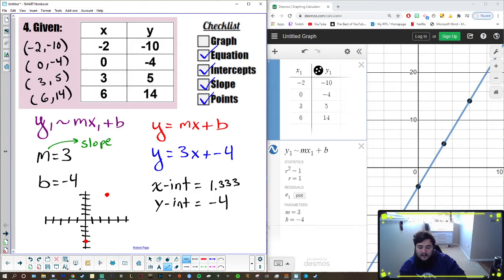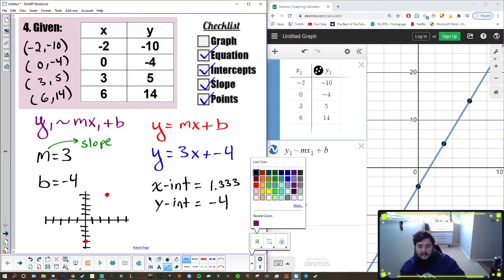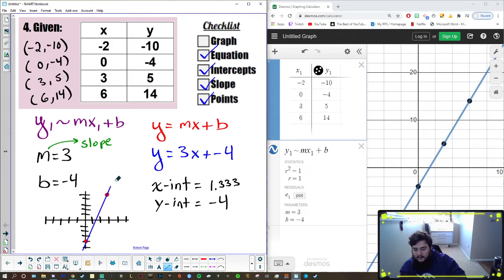Lastly, I'm going to connect my 2 points to get my line. There is the sketch of my graph, and I can check off the very last thing, graph. Since I have my Desmos grocery shopping list all checked off, I am done. I have my graph, my equation, my intercepts, my slope, and 2 pretty points. This is the answer to number 4. Get it in your notes if you don't have it.